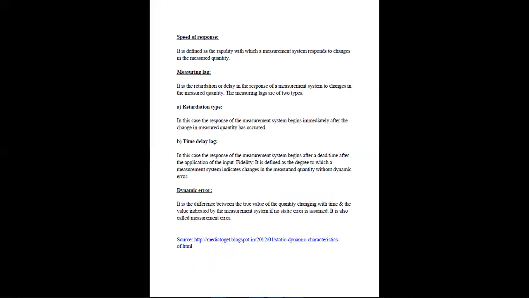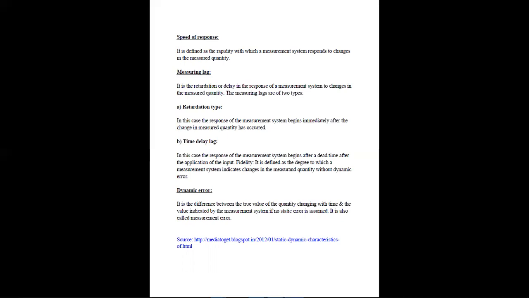It is defined as the rapidity with which a measurement system responds to change in the measured quantity. It means that as the input changes, the output response changes. It is called speed of response.